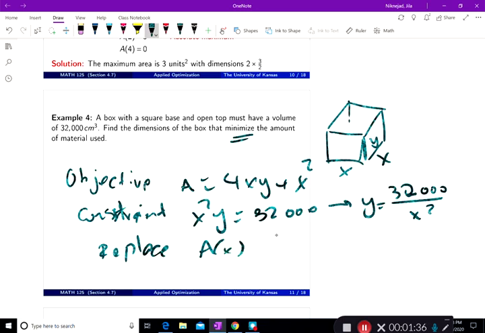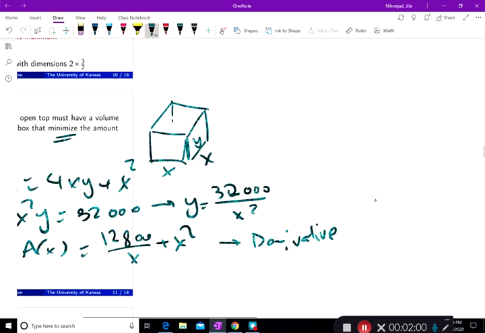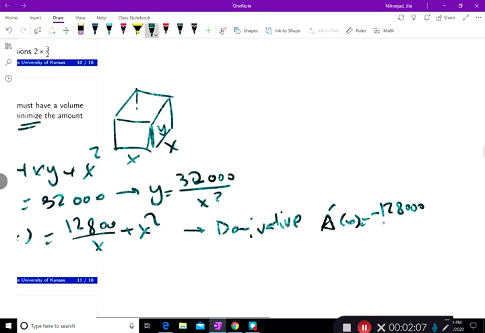And A of x is going to be 4 times x times that, which is going to be 128,000 over x plus x squared. Then take the derivative. And the derivative is going to be negative 128,000 divided by x squared plus 2x.